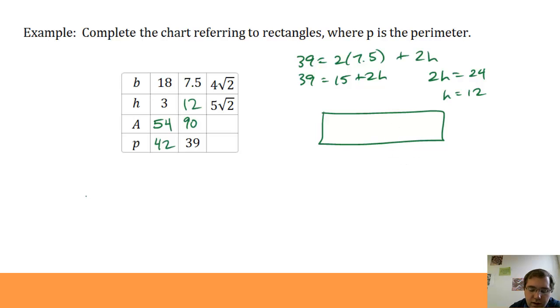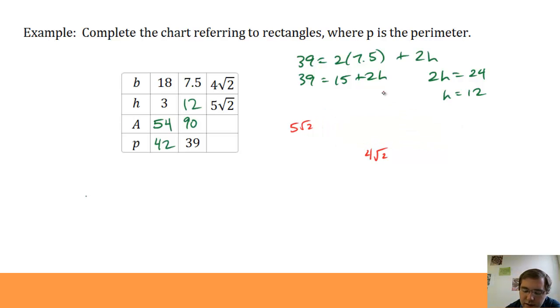I'll do this one in a different color. If the base is 4 radical 2, the height is 5 radical 2. In this case, the height is actually bigger than the base, so my picture is horrible. So let me draw a new one where it's a little more clear that it's taller more than it is wider. Okay, because 5 radical 2 is bigger than 4 radical 2.